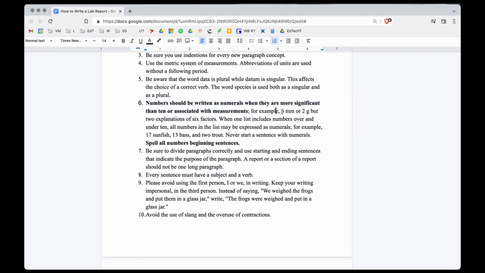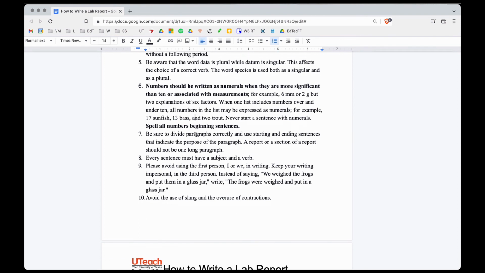So you're going to see a lot of this. You can use 6 millimeters or 2 grams because that's associated with the measurement. But if you're going to be discussing a number, as in the number of people, in this case, maybe 13 sunfish, 13 bass, you might want to utilize just the numerical value. But the truth is, just be consistent. Be consistent in your numbers.